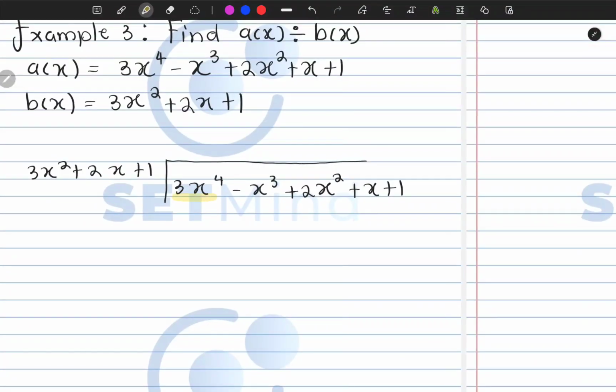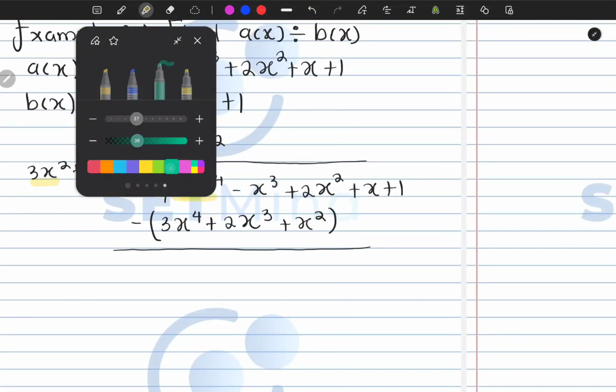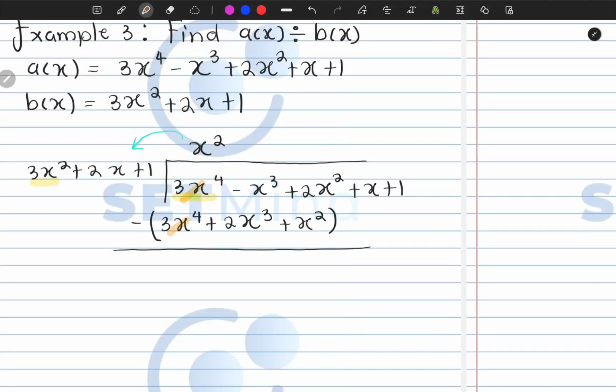So we are going to take this 3x to the power 4 and divide by it there. When you divide, all you will have is x squared. Then we take the x squared and multiply it with all of that expression. So you'll have minus 3x to the 4 plus 2x cubed plus x squared. Let's quickly do the subtraction. This term here will cancel with that term. Then the other one will be negative x cubed minus 2x cubed, which is going to be minus 3x cubed. Then you'll have 2x squared minus x squared, which is just going to be x squared. The other terms come down, x plus 1.